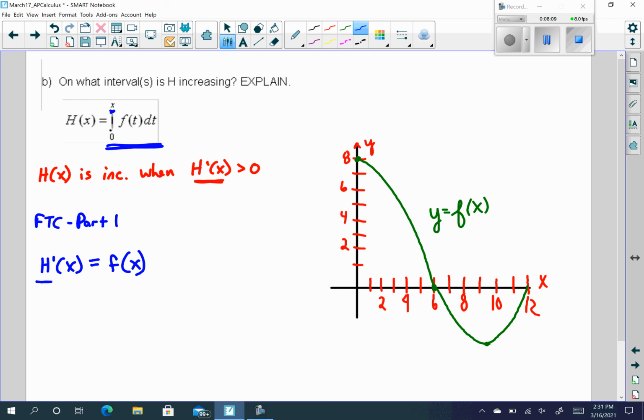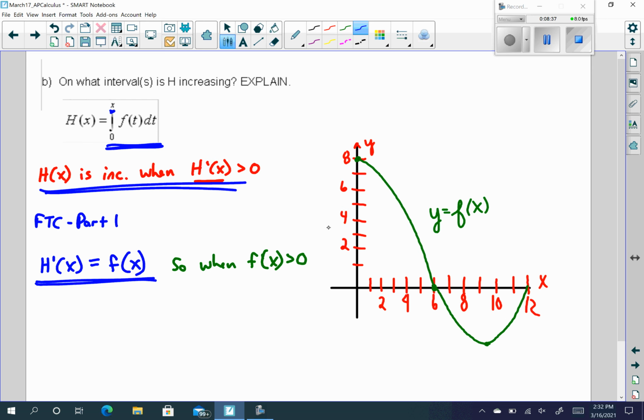So this is huge right here. Writing this out can get you a point, maybe even sometimes 2 points on a free response question. Even writing this out, we want to explain in the least amount of words and symbols, and this is the best way to do it. So h of x is increasing when h prime of x is greater than 0. Well, h prime of x is equal to f of x. So when f of x is greater than 0.